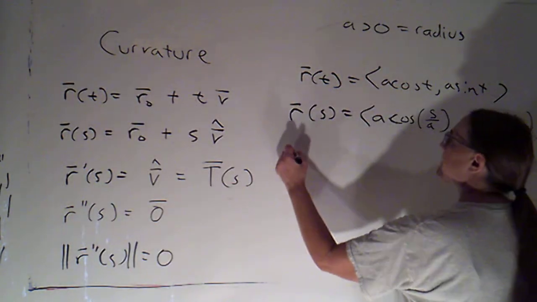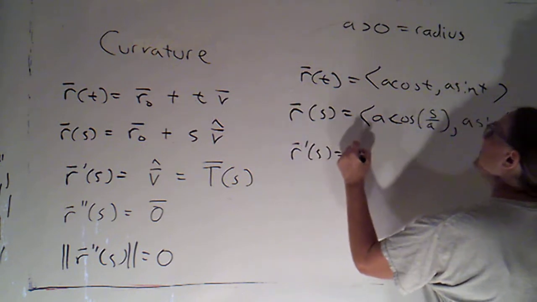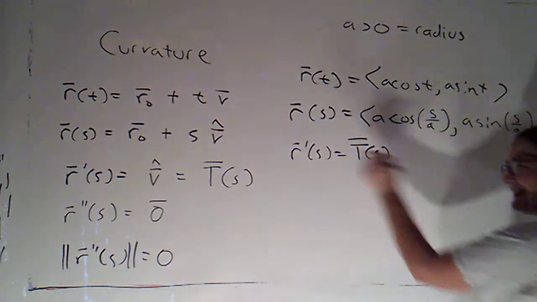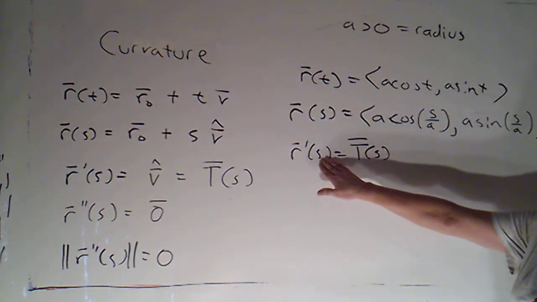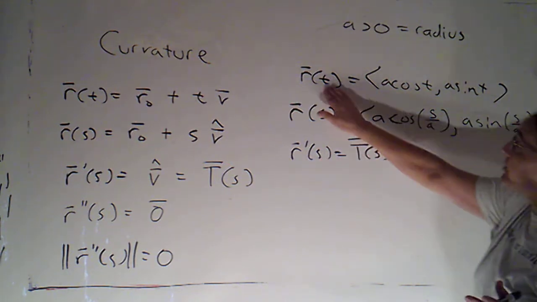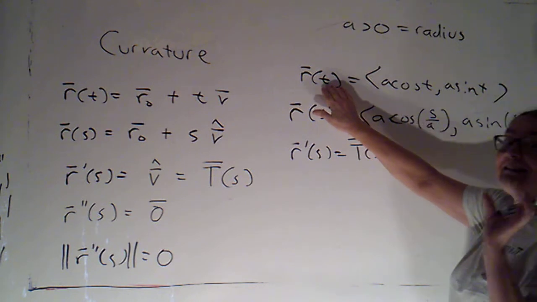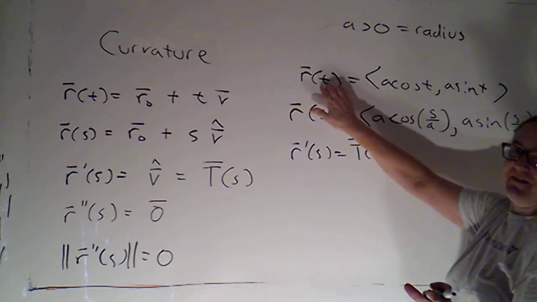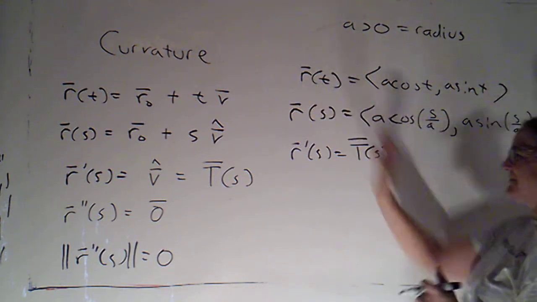Okay. So let's find r prime of s, which again, just to remind us, that's the same, because it's arc length, as the unit tangent vector. r prime of t is not the same as the unit tangent vector. I would have to normalize that.